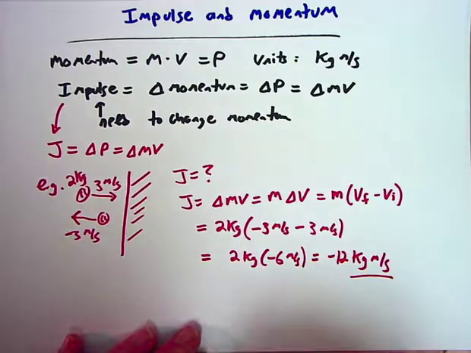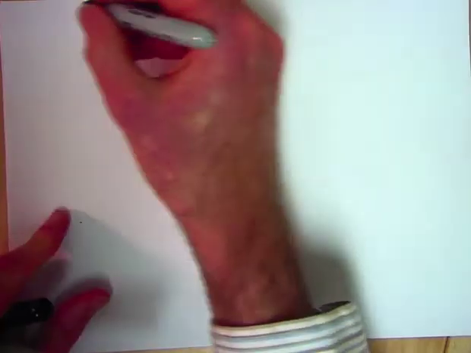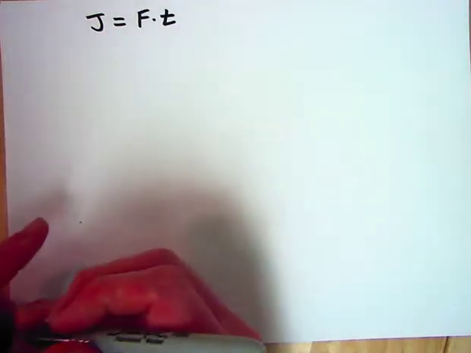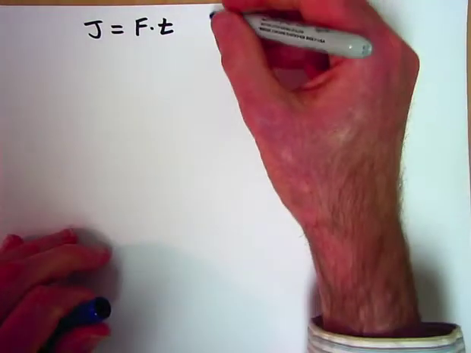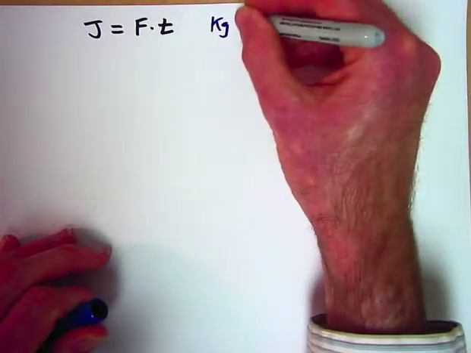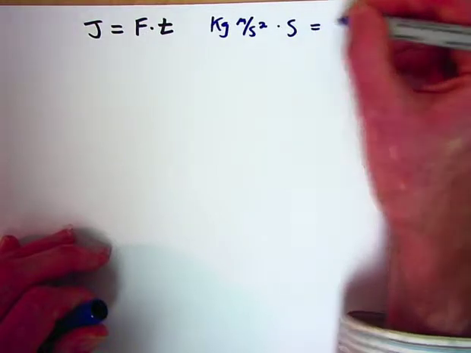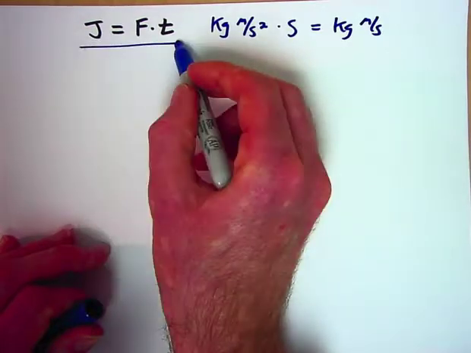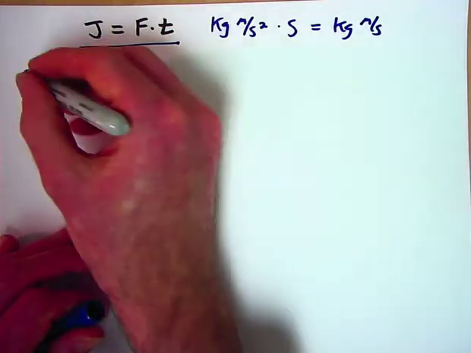Another very common way to talk about impulse is in terms of force and time. J actually equals force times time. And we can see this because of the units, right? The units are going to work out. Force units are kilograms meters per second squared, and time units are seconds. So that gives us kilograms times meters per second. So J, impulse, is force times time. Let's just do a quick little example with that.